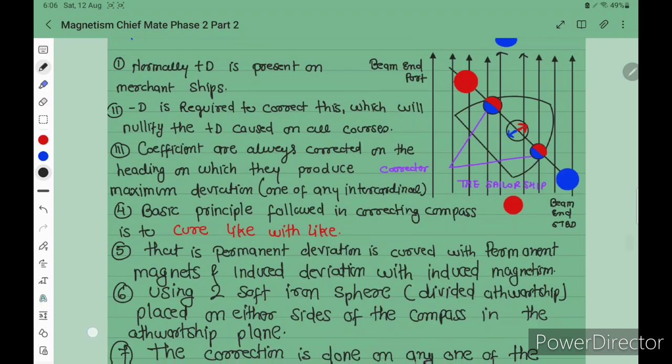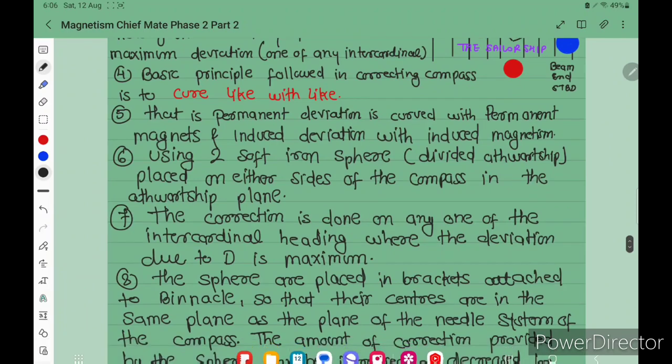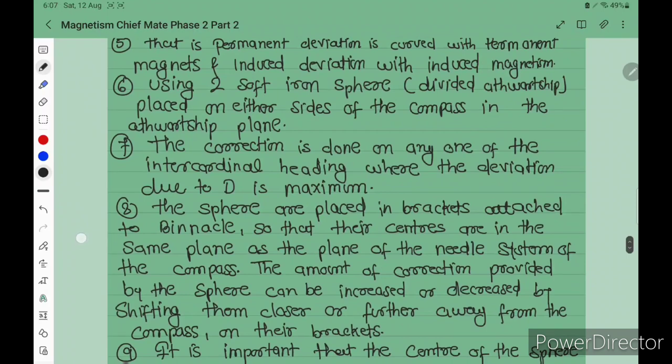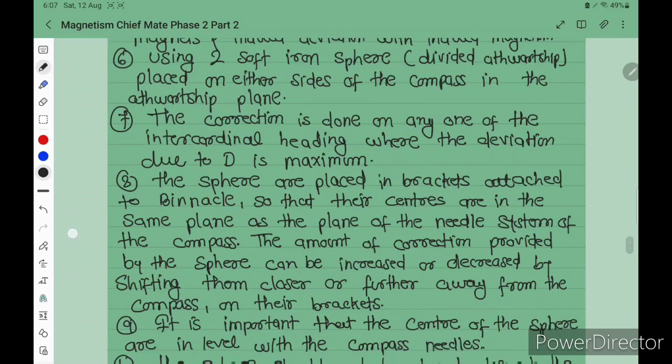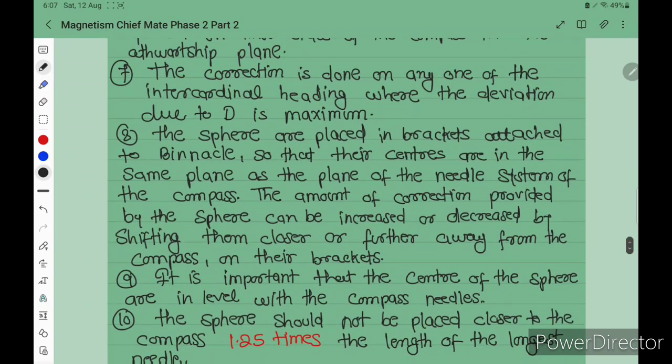The basic principle followed in correcting a compass is to cure like with like. Permanent deviation is cured with permanent magnetism and induced deviation with induced magnetism. Using two soft iron spheres placed on either side of the compass in the athwartships plane, the correction is done on any one of the intercardinal headings where the deviation due to D is maximum. The spheres are placed in a bracket attached to the binnacle so that their centers are in the same plane as the plane of the needle system of the compass.